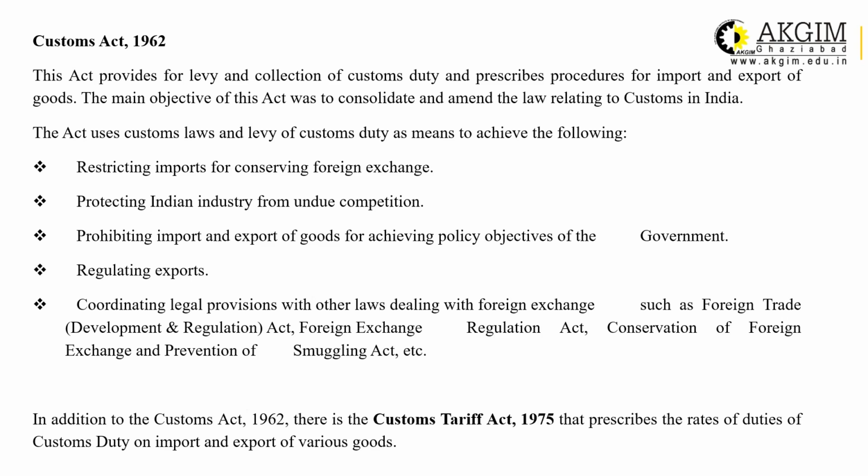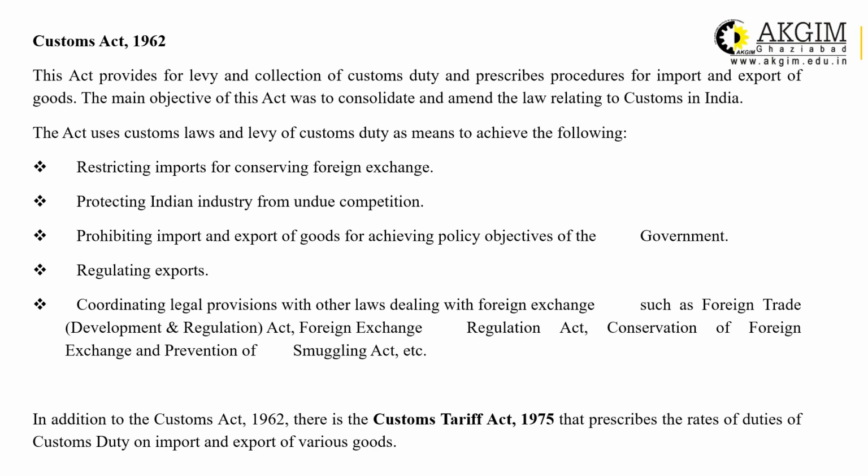Prohibiting import and export of goods for achieving policy objectives of the government. Regulating export to avoid smuggling, obviously, by making a negative list of the goods, products and services which come under the Smuggling Act. Coordinating legal provisions with other laws dealing with foreign exchange, such as the Foreign Trade Development and Regulation Act, Foreign Exchange Regulation Act, Conservation of Foreign Exchange and Prevention of Smuggling Act, etc. These are part of the Customs Act.